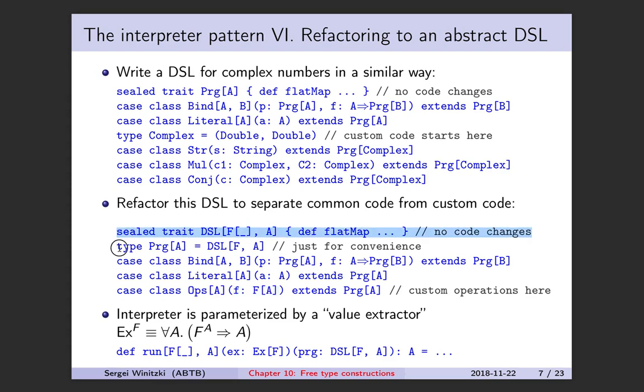So this entire code is going to be generic in the operations of your DSL. So the type constructor F represents the operations of the DSL. And our type constructor DSL is a monadic DSL that is parameterized by that type constructor F. So this code is now generic in the operations of your domain.